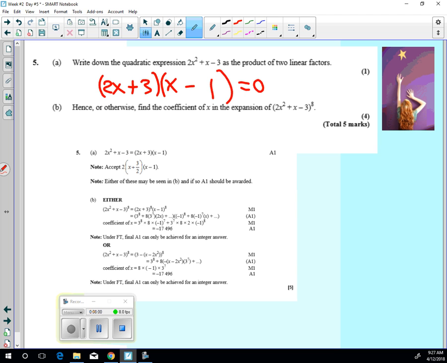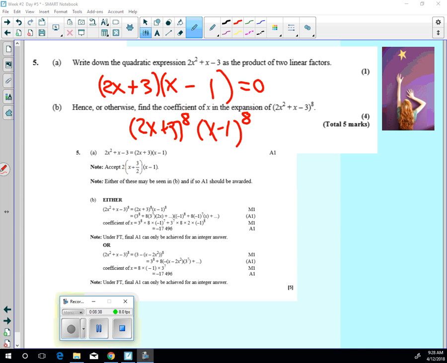So when we get to part B, it says find the coefficient of x in the expression of 2x squared plus x minus 3 to the 8th. Now, you do not want to multiply those out. But you could do this, 2x plus 3 to the 8th and x minus 1 to the 8th. I factored this one. It's just factoring. Yeah, no, it's factoring from Algebra 1.